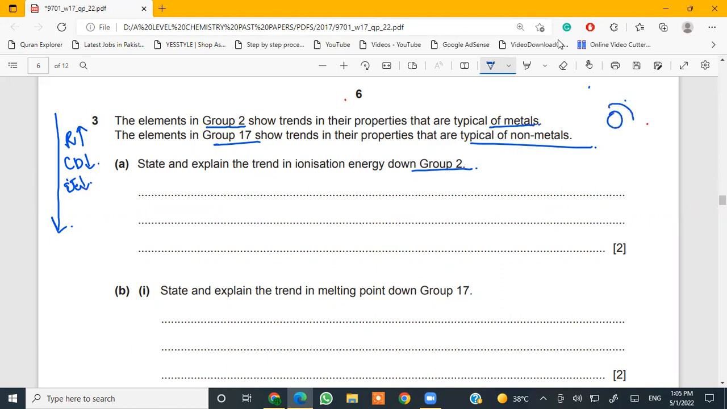If you have this atom right over here, and this is the outer shell electron, for example, this is the nucleus, which is positively charged, and the electron is negative. If this distance, or the radius, increases, then obviously the ionization energy needed to remove this outer shell electron will decrease. That's the important stuff over here.